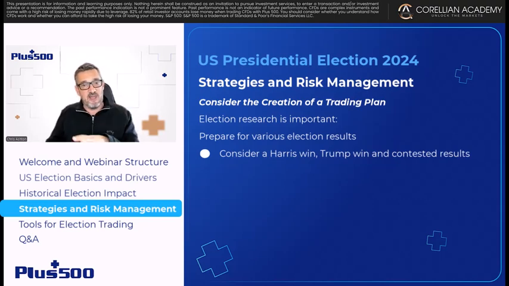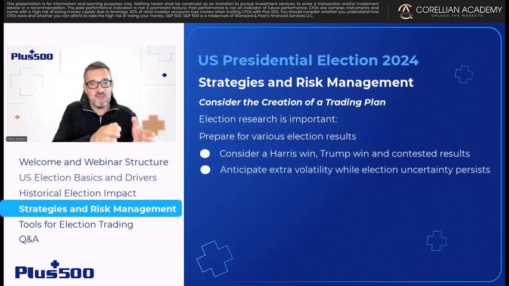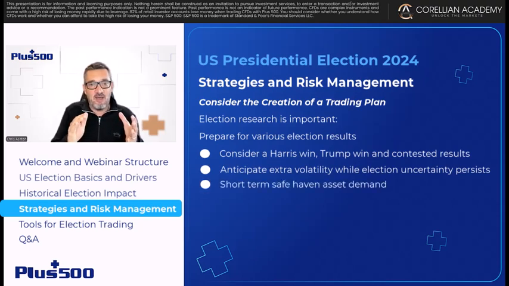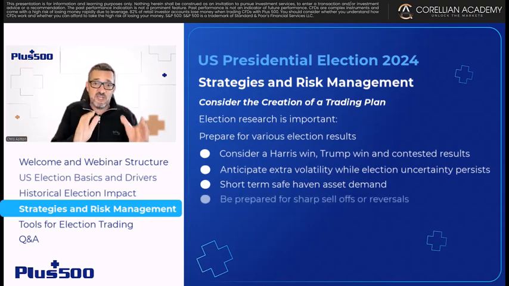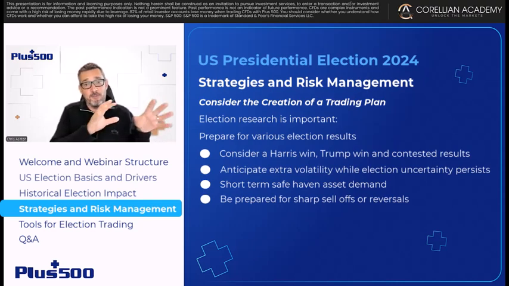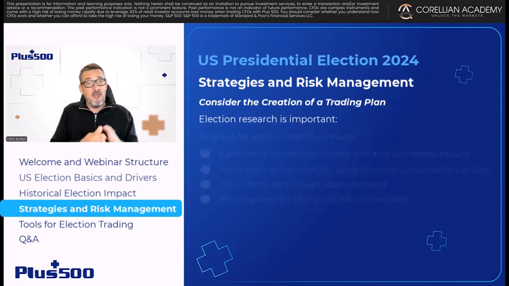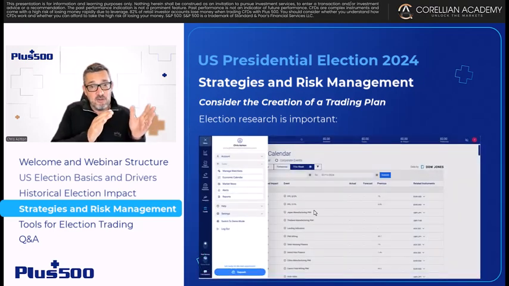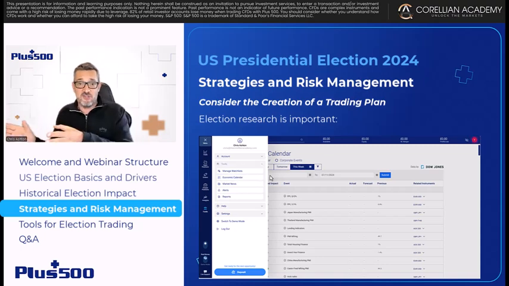but for the contested or delayed result scenario, think about anticipating extra trading volatility while uncertainty persists in the market. Think about how safe haven assets could see strong demand in the short term. Be particularly cautious with indices and individual stocks, as they may experience sharp sell-offs or reversals during those periods of uncertainty.